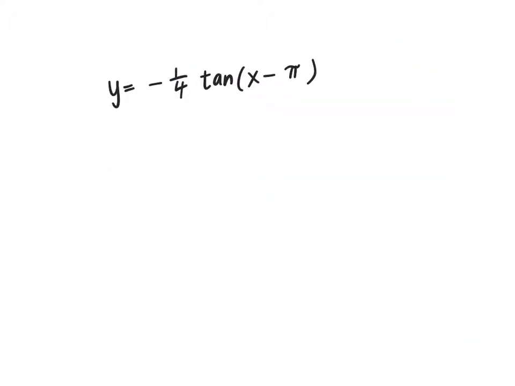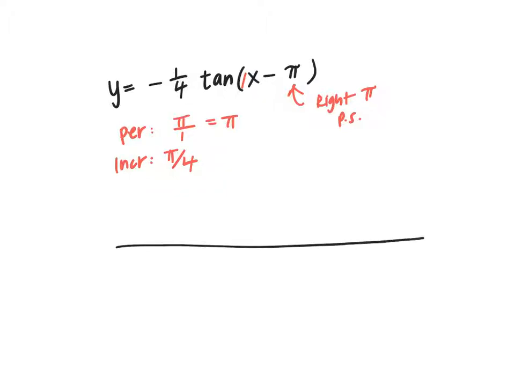Okay, here's another example. Y equals negative 1/4 tangent of x minus pi. So I find my period. Period is pi over b, and the b value is just 1, so it's just pi. And increment is going to be period divided by 4, so it's pi over 4. Notice that I have a right pi phase shift. So anytime I have a phase shift, I like to wait to put in my y-axis because I don't know where exactly it's going to go. It has to be between a negative and a positive value. So I'm going to go ahead and label that pi.